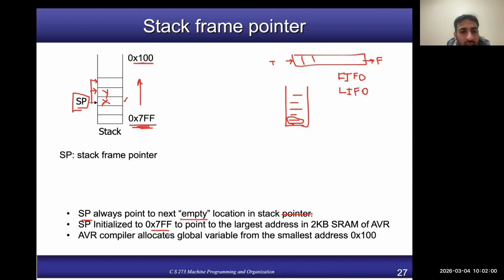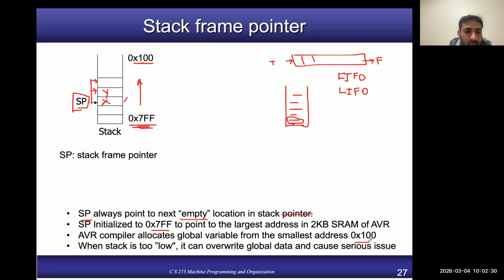And the global variables, for example, if you know how functions are written in higher level languages, let's say Java, and you know the concept of global variables, then global variables are the variables which are visible to all the functions in your program, right? Those global variables are allocated from the smallest address, which is 0x100. So when the stack grows too low, it can override global data.